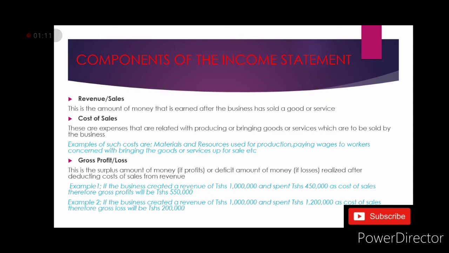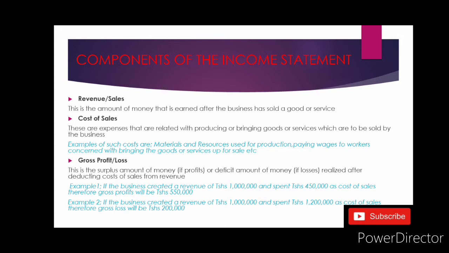So the expenses that were behind preparing these products or services are classified in the cost of sales. Looking at examples of such costs, there are materials and resources used for production, paying wages to workers that are concerned with bringing the goods or service up for sale, and etc. So that's component number two.